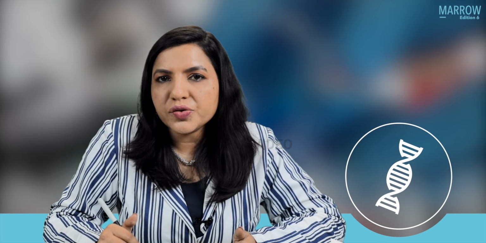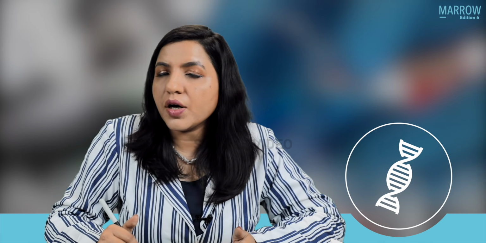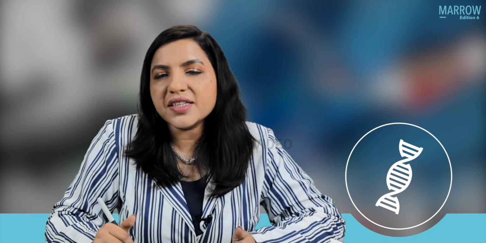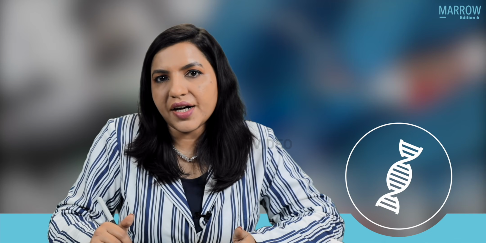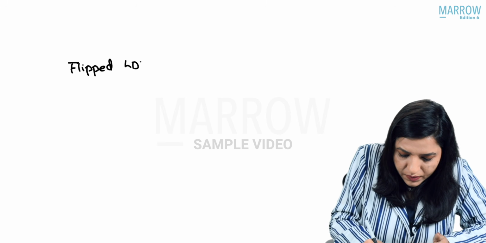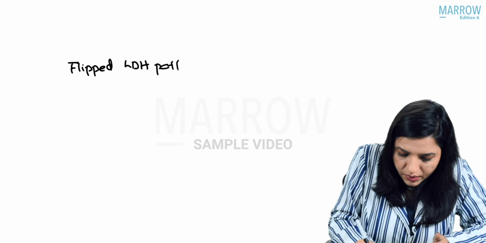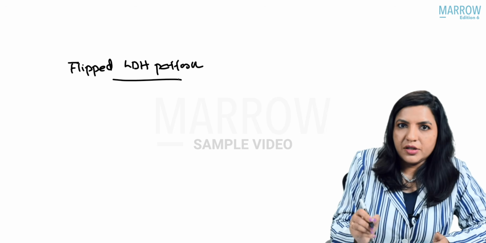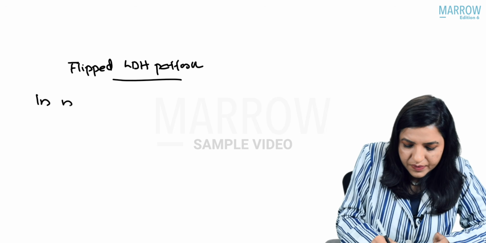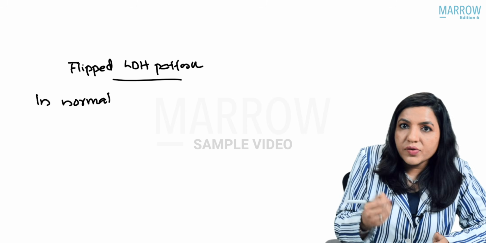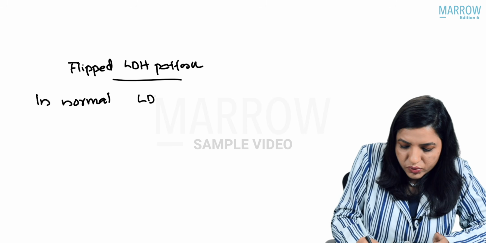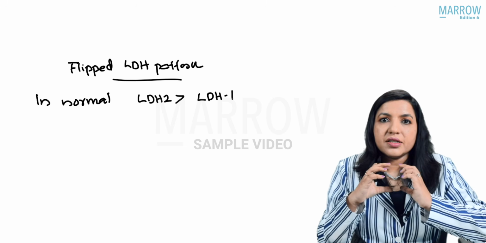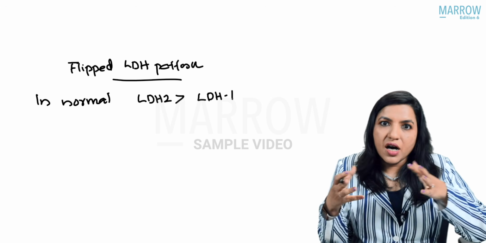So initially I told you AST and LDH are now clinically not used. But still there is a question that is asked regarding the LDH, called the flipped LDH pattern. What is this flipped LDH pattern? In a normal person, what we have seen is LDH2 is more than LDH1. That is, the RBC form is more than the heart form.